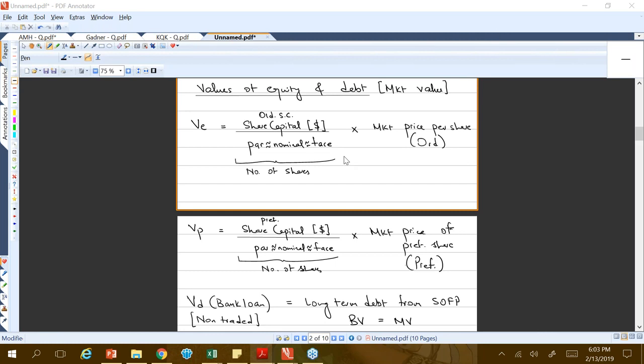Difference between cum and ex-div. Cum div is including the impact of dividend, which is artificially raised share price, and the ex-div is without the impact of dividends. For our calculations, we always use the ex-div market price because it's more of a stable share price. The next question is, don't we take short-term loans in the WACC calculation? No, we do not take short-term loans. We only think of the long-term sources of finance.